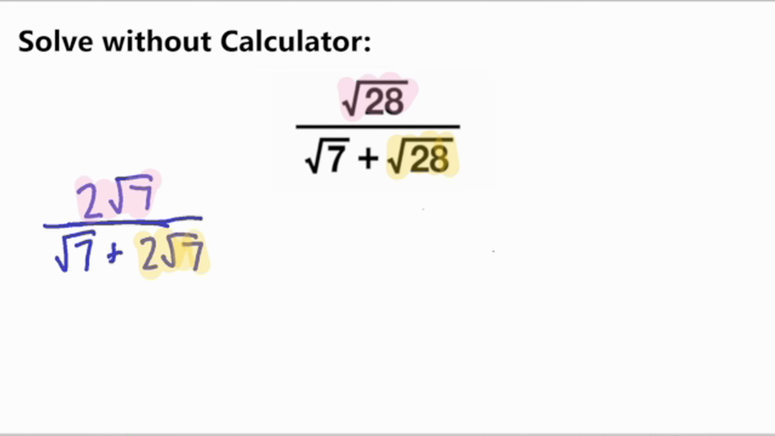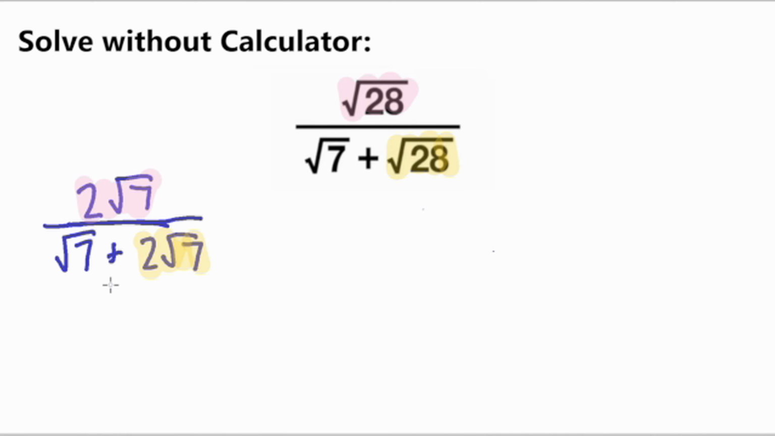So now I've rewritten our equation in this new form, and here I color coded to let you know that this square root of 28 turned into this and this square root of 28 turned into this. So now what can we do further? If we look at the denominator, we can see that both of these terms have square root of 7, right?